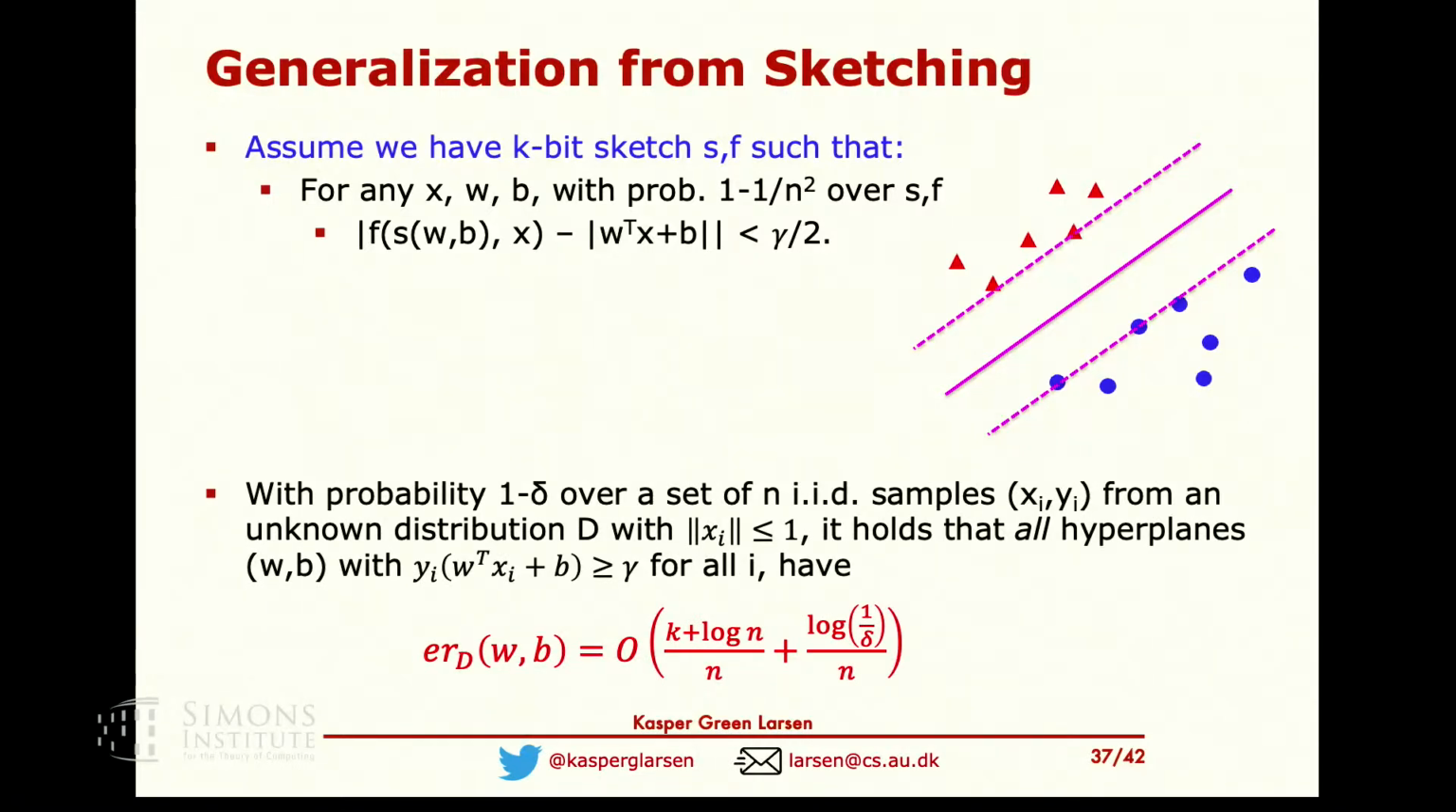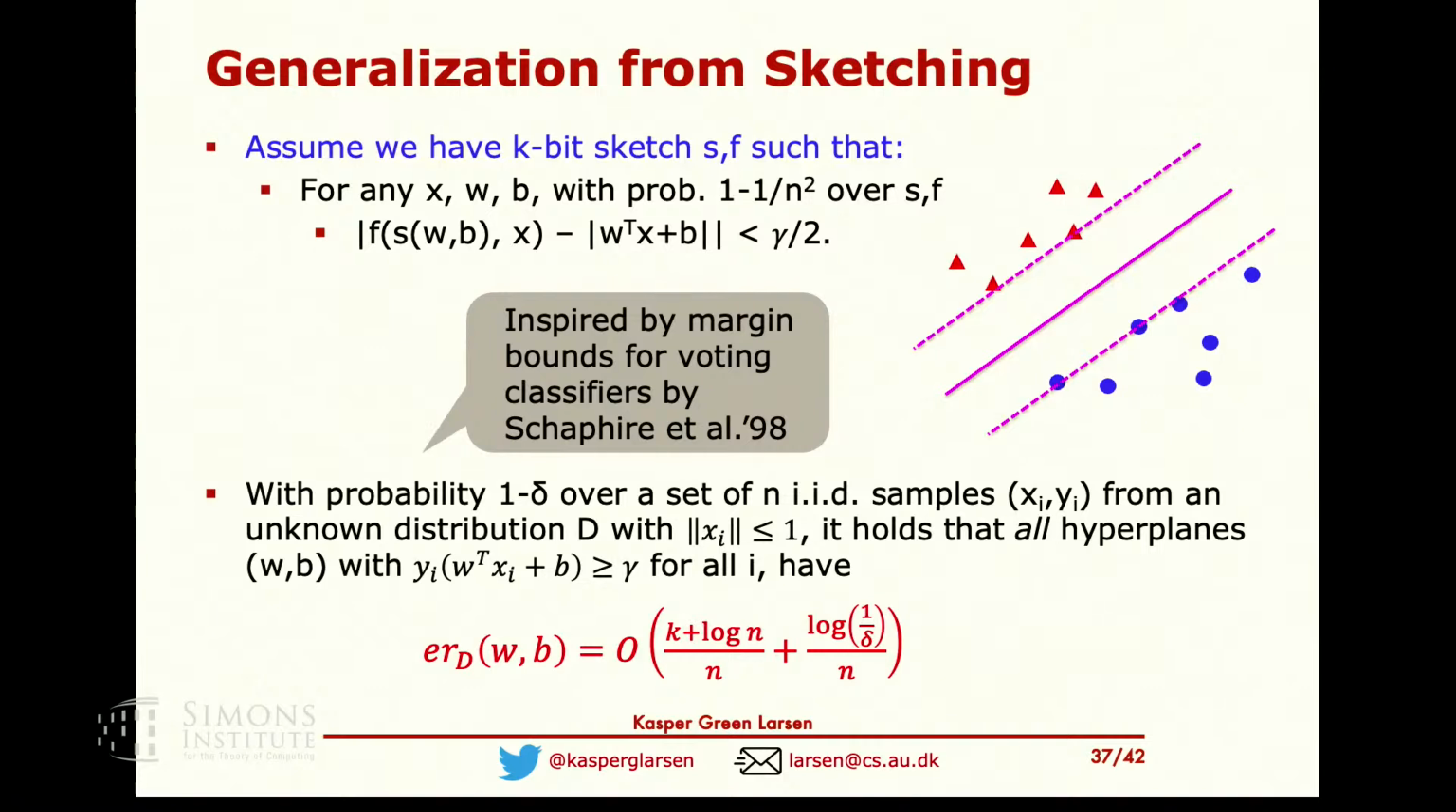So basically what I'm saying is, if I have this sketch that outputs k bits, then I can prove generalization that just gets a k in the generalization bound. So that's the main idea. If I have a good sketch, I get generalization. It's just saying with high probability over the training data set, it's going to be representative for this concrete sketch. And so all hyperplanes that have a large margin on the training data will also have a small error under the distribution.